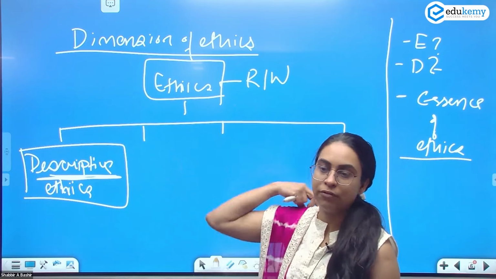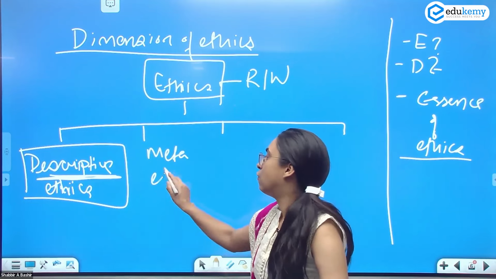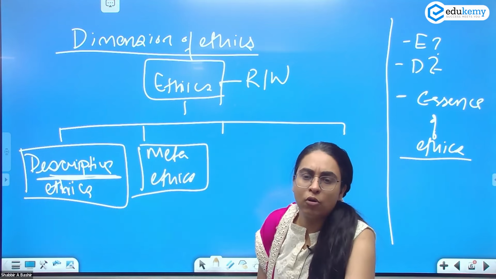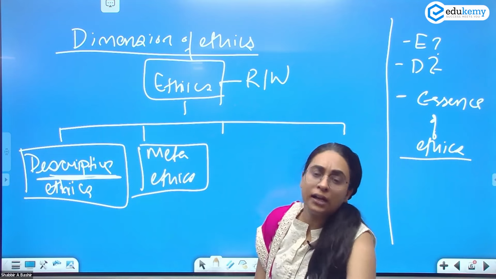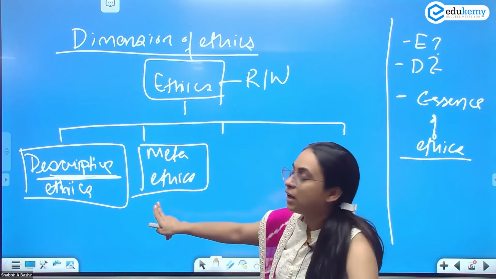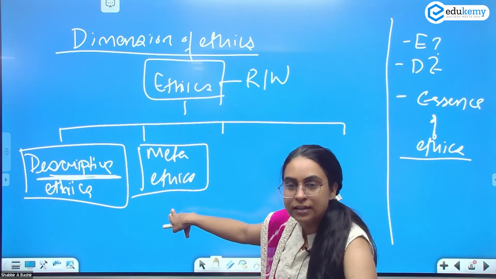That is descriptive ethics. कई लोग philosophical mindset के होते हैं, वो बोलते हैं what do you mean by right, what do you mean by wrong, why is right right, why is wrong wrong. They are into philosophical mindset. They are concerned about the meanings. That is your meta ethics.